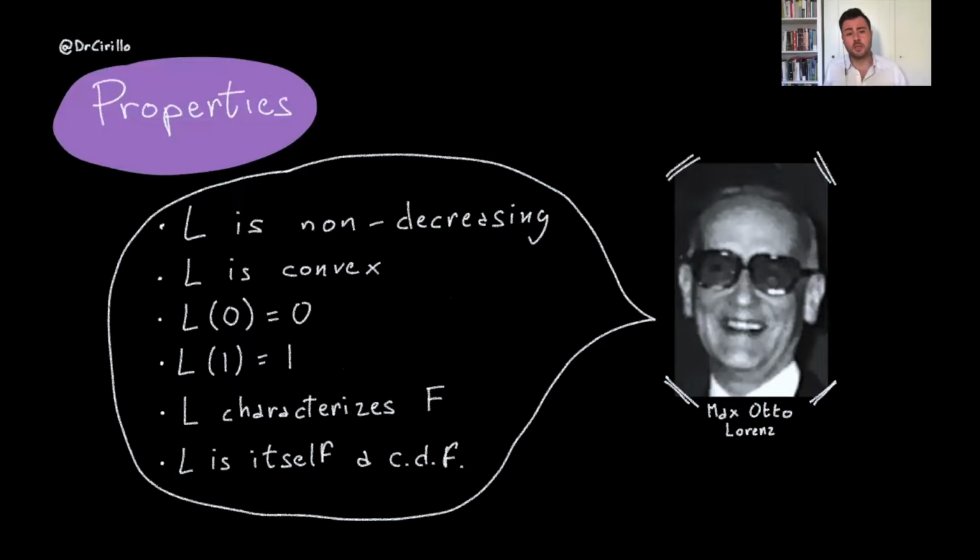And I immediately understand by looking at this function L, my Lorenz function, that this is non-decreasing. As I told you, it is convex. It is 0 in 0, 1 in 1. If I know explicitly the Lorenz function from an analytical point of view, I can characterize the distribution that is related to that Lorenz function. So if I have a Lorenz function, only one distribution can have that specific analytical representation. Why? Because the Lorenz function is defined through the quantile function, and the quantile function characterizes a distribution, as the distribution characterizes itself.